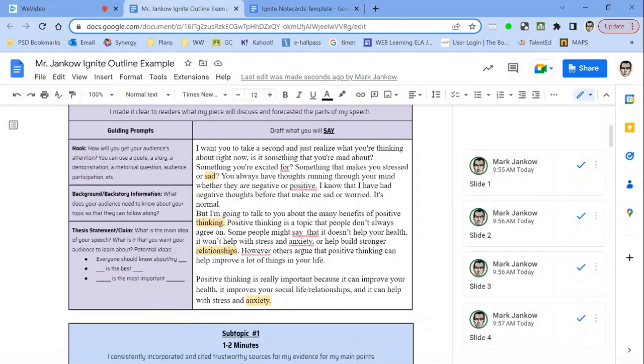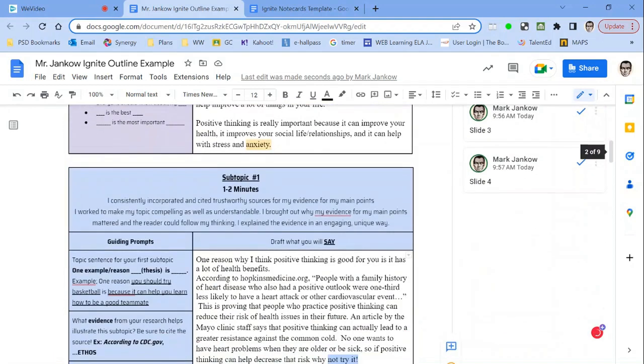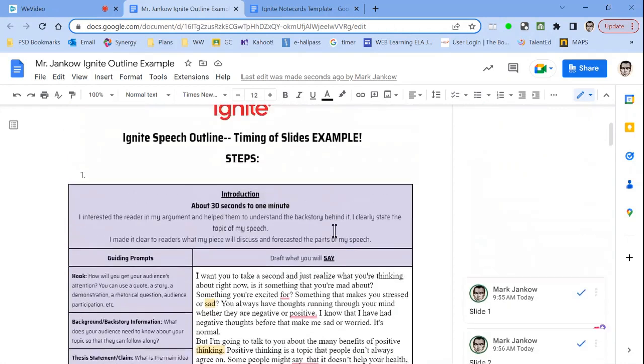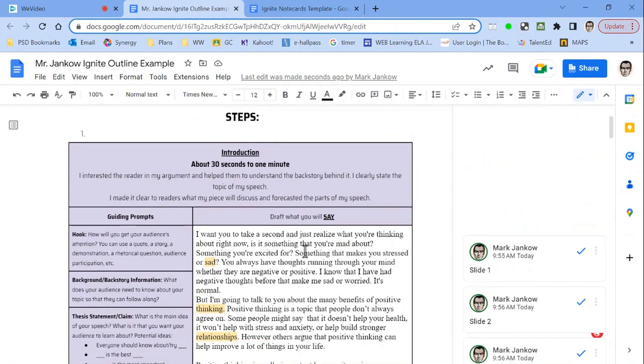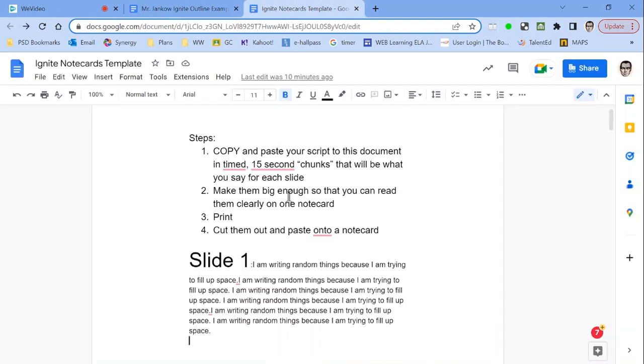So let's assume that I went through and I did that whole thing and I timed out all of my slides, and I had 15 slides, somewhere between 12 and 20. I'm good to go. The next thing that we want to do is we want to make note cards. Now, your teacher posted for you something called the Ignite Note Cards template, and it looks like this.